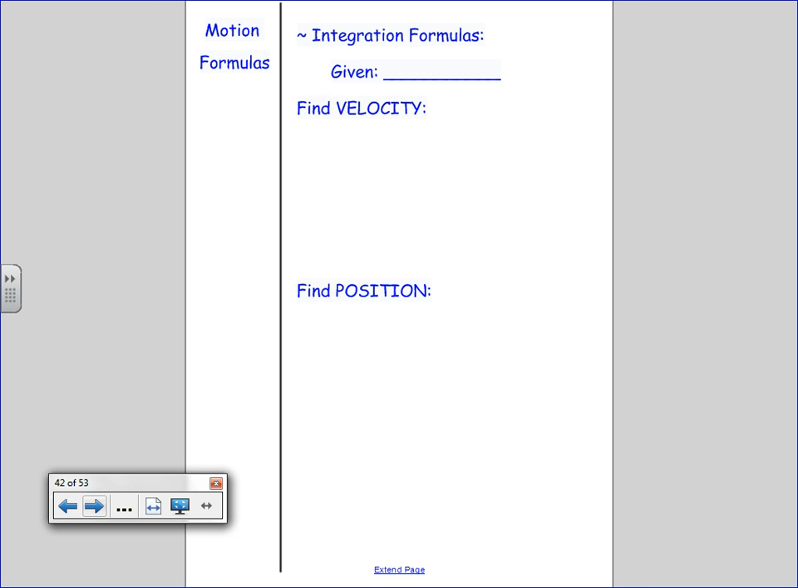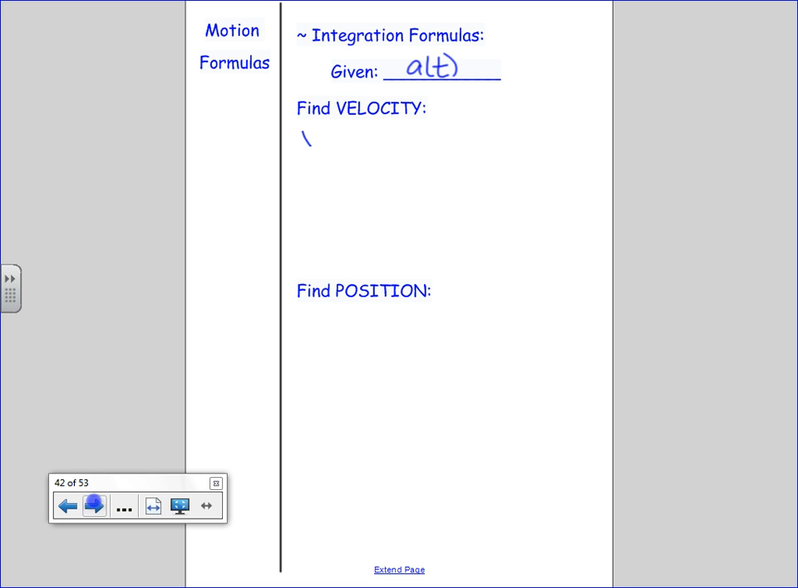Anyway, integration, we say, no, we're better than that. We can go backwards. Given acceleration, find velocity. Now, I'm keeping everything indefinite right now. There are no bounds. I'm not trying to find between this time and that time. I'm just trying to find the general antiderivative expression for it.